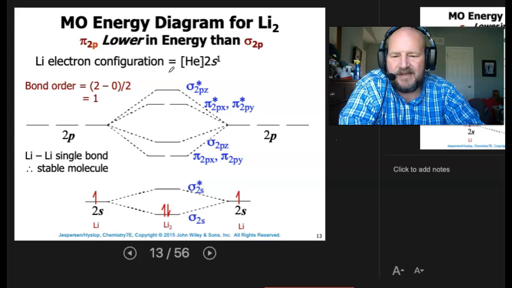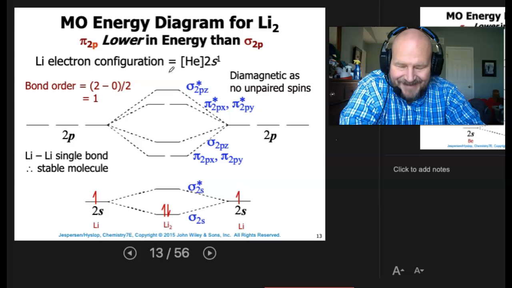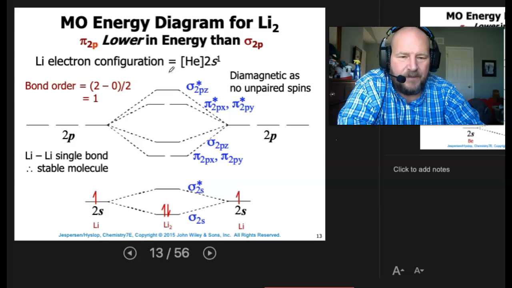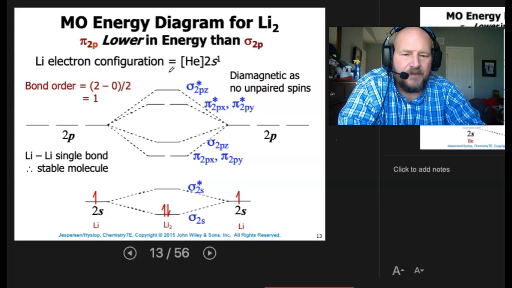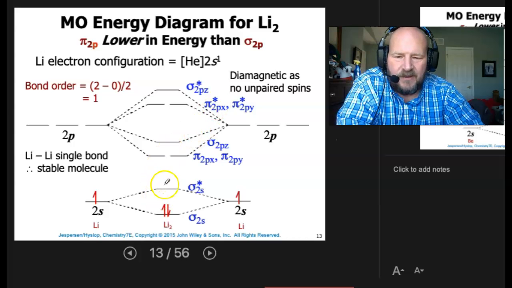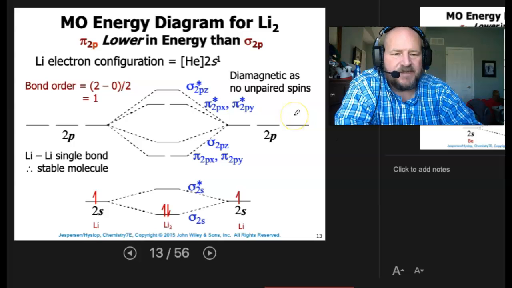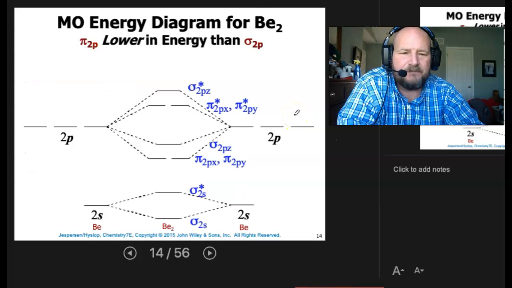So the Li-Li single bond, in theory, should be a stable molecule. Now, it is diamagnetic as there are no unpaired spins. So that's how we can tell if we're going to have magnetism or not. If we have a lone electron in any of our orbitals, then we'll have an unpaired spin, and we would expect that to be paramagnetic.